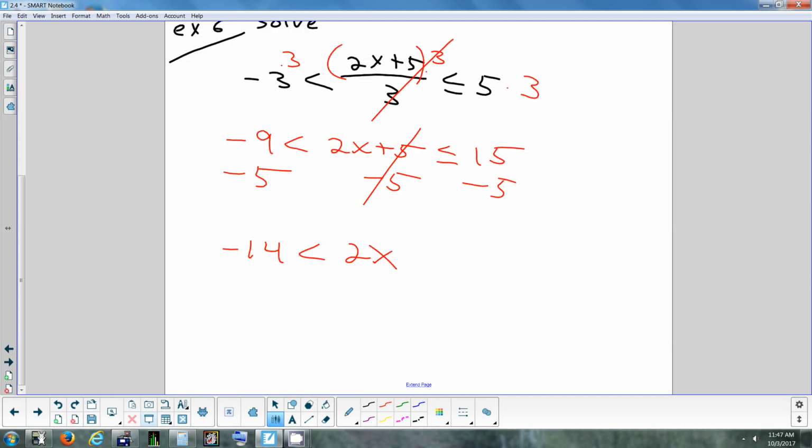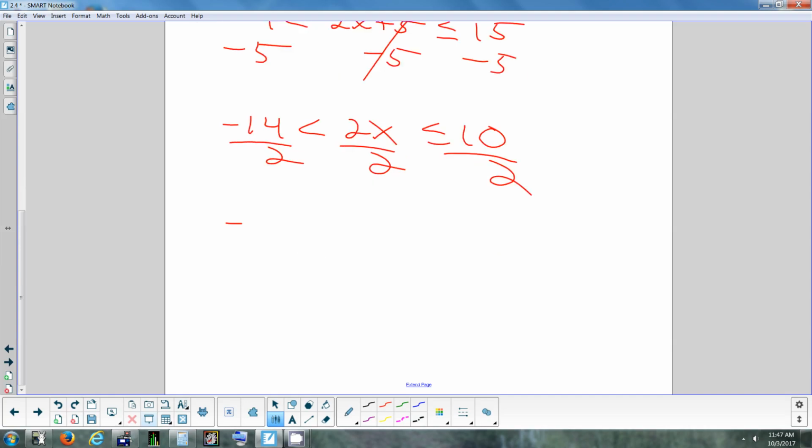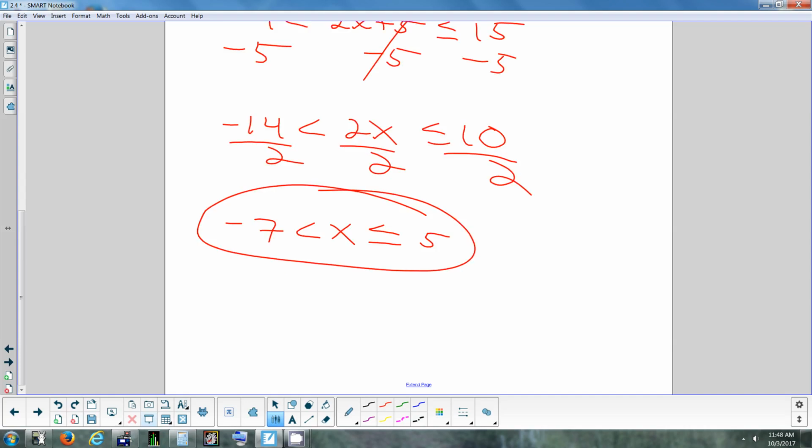So negative 9 minus 5 is negative 14. 15 minus 5 is 10. And then the last step you said, divide by 2 on all sides, everywhere. Yeah. Divide by 2 everywhere. Do I need to flip my inequality sign? No. Nope. I divided by a positive 2. So we get negative 7 is less than x, less than or equal to 5. Okay, so any question on solving a conjunction with x in the middle?